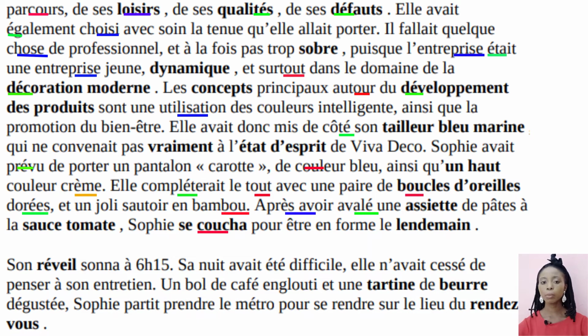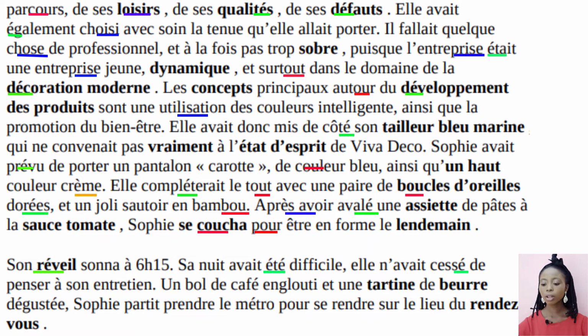Can you see our ou sans C plus ou? Okay, so don't forget the rules and regulations I'm telling us. Okay, coucha pour, can we say pour as well? Pour être en forme le lendemain. Son réveil, can we say our E accent aigu? Réveil sonna à 6h15. Sa nuit avait été difficile. Elle n'avait cessé, ok, de penser à son entretien. So remember, E accent aigu, which is A, cessé, ok, de penser à son entretien.